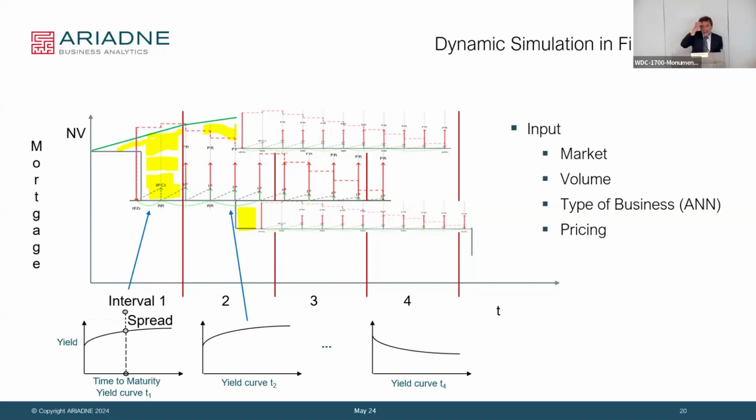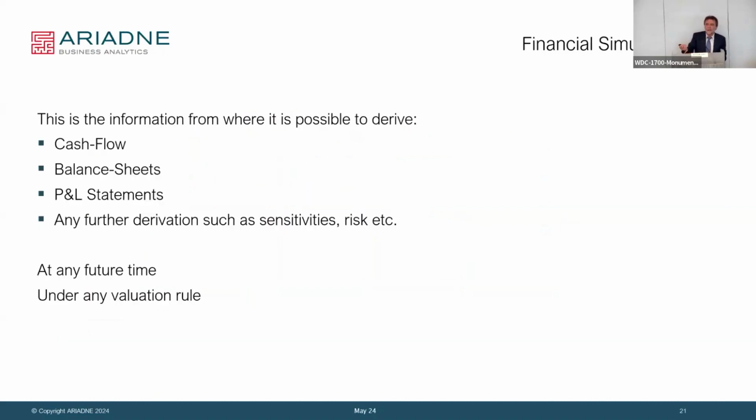And I say again, I can have multiple valuations in parallel because I know the cash flows. Any value is derived from the cash flow. So I know the rule and so on. Of course, that's ACTUS Plus. ACTUS only knows the cash flow, so you have to add these rules on top. So we derive cash flows, balance sheets, P&L statement, and any further derivations such as sensitivity, risk, etc. At any future time, under any valuation rule, under any scenario.